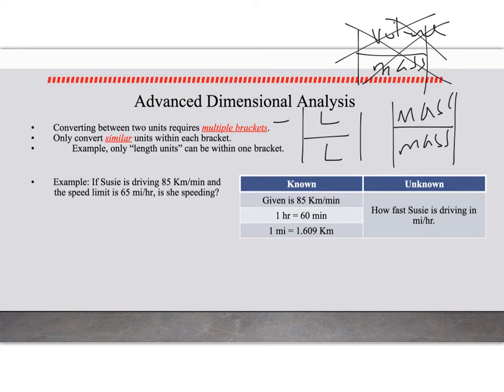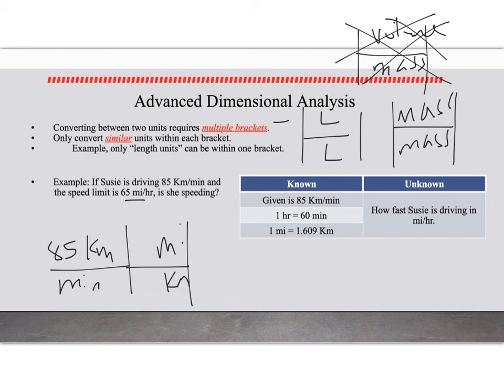So if we're using this problem, if Susie is driving 85 kilometers per minute and the speed limit is 65 miles per hour, is she speeding? Well, the first thing that you always need to do is write your given down, which is 85 kilometers per minute. I'm going to make one bracket at a time. The unit that I have, kilometers, is going to go down to the bottom. The unit that I want to go to is the mile, because it's asking me if she's speeding, so I need to figure out my miles per hour.